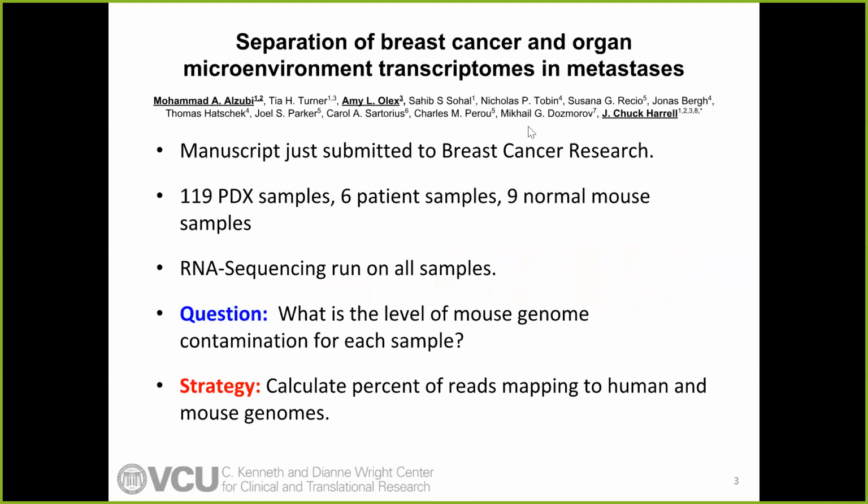This is a manuscript that was just submitted, and I have a slide at the end with the other one that did get published, which was a sub-study of this. We did 119 PDX samples, and then we had 6 pure patient samples from VCU, and 9 normal mouse samples that we were looking at. We did RNA sequencing on all of the samples, and the question here, before we did anything else with this data, is what is the level of mouse genome contamination for each sample? So the strategy was to calculate the percentage of reads that map to human and map to mouse.